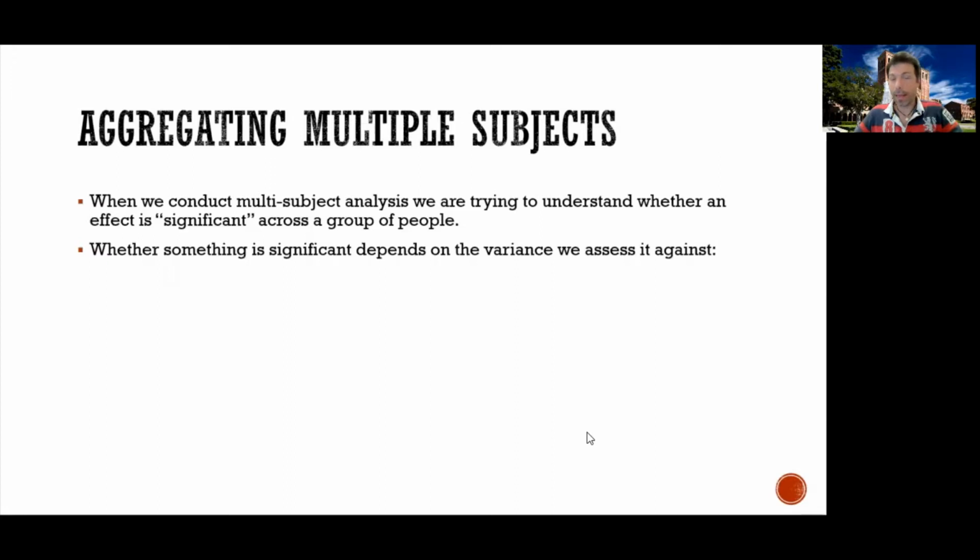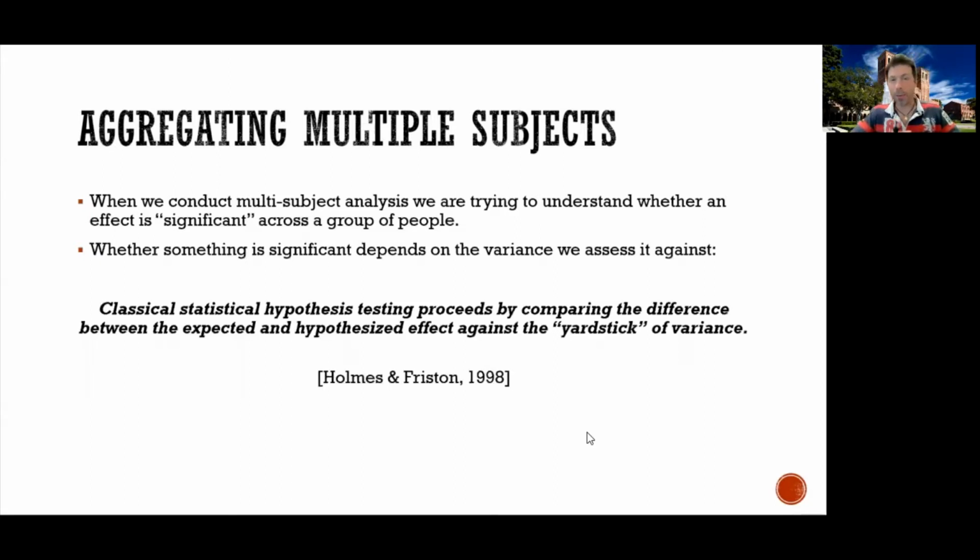And this leads me to what I think is the most important insight underlying this lesson, which is the fact, in the words of Holmes and Friston, that classical statistical hypothesis testing proceeds by comparing the difference between the expected and the hypothesized effect, so whatever is our effect of interest, against the yardstick of variance. And crucially, what really matters the most, which is what we're going to spend quite some time discussing today, is what is the yardstick? Which yardstick of variance should you use when you're doing a group analysis?